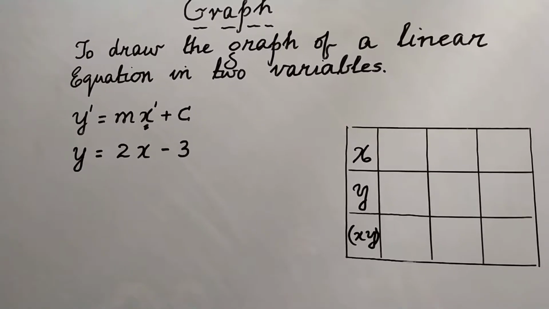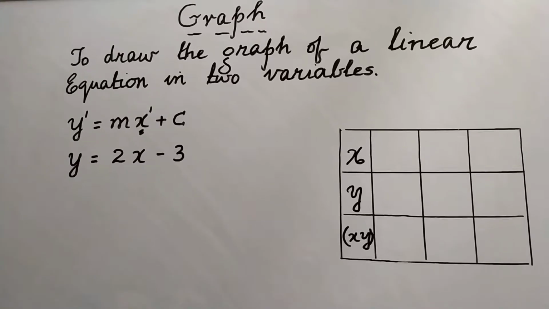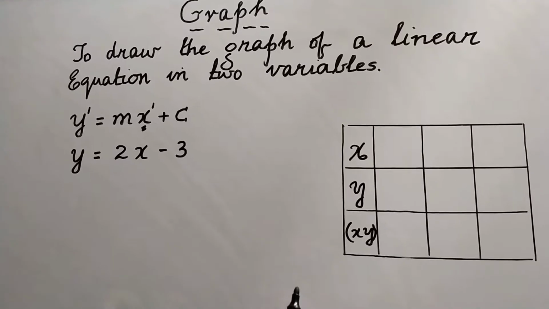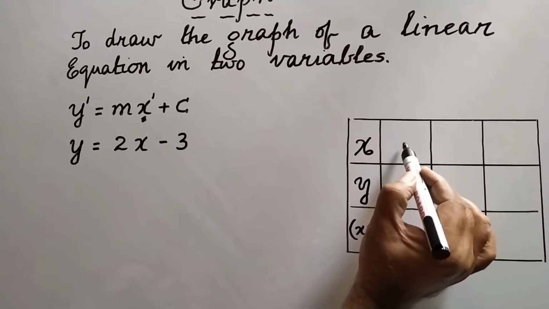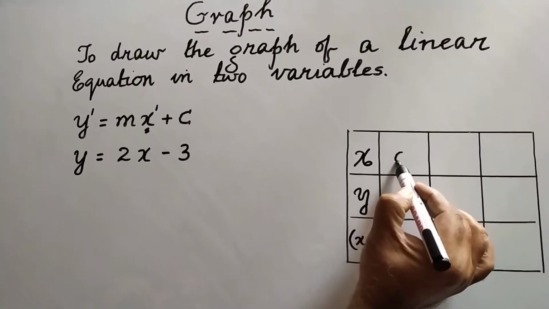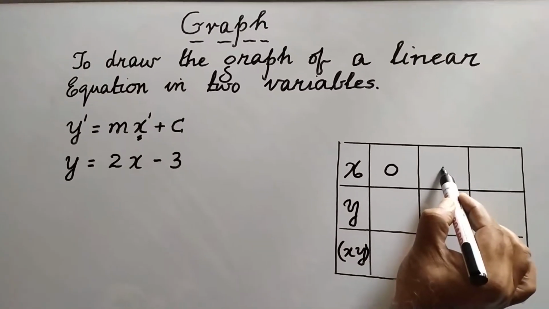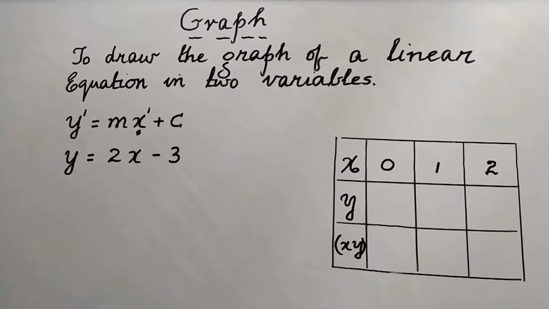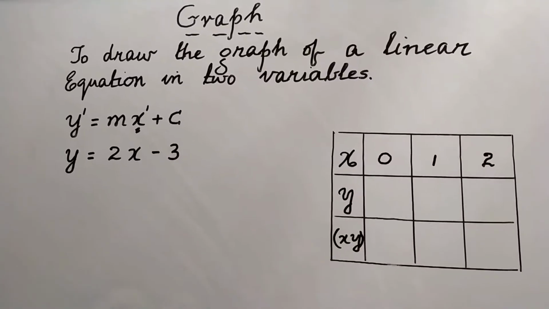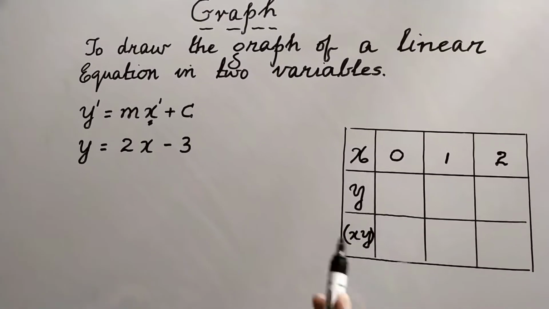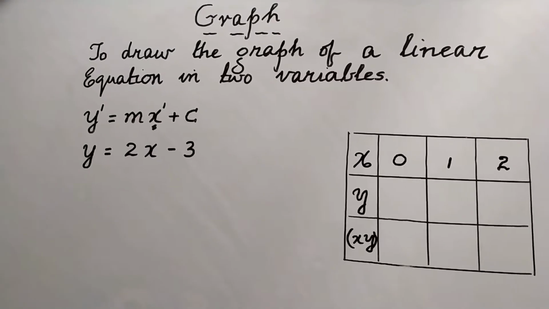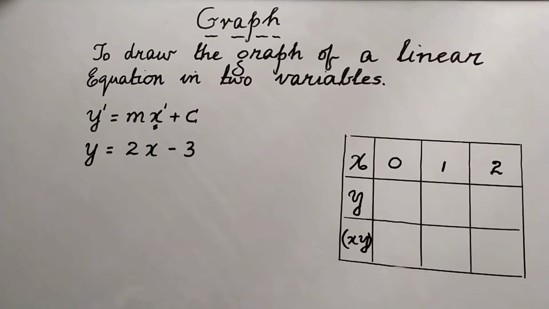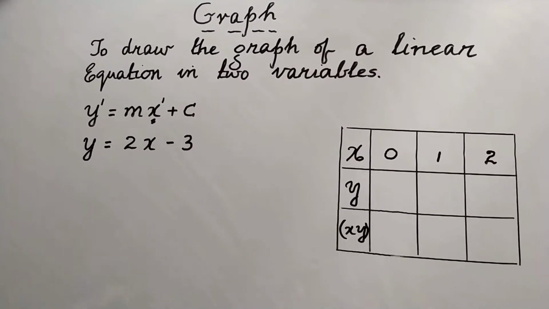For the classes of grade 8, 9, 10, usually we will give the values for the independent variable x as 0, 1, 2. This is the usual practice. It is not that you shouldn't be giving values for x other than 0, 1 and 2. That we will learn in a different class.